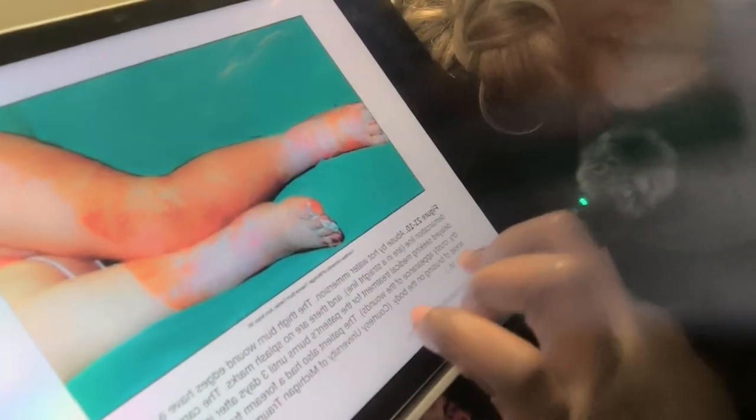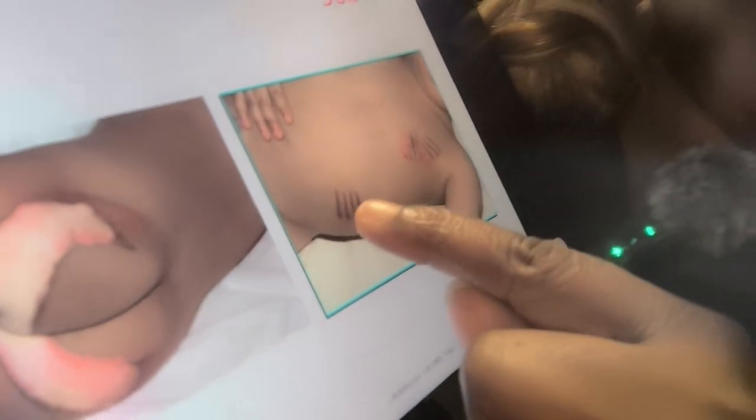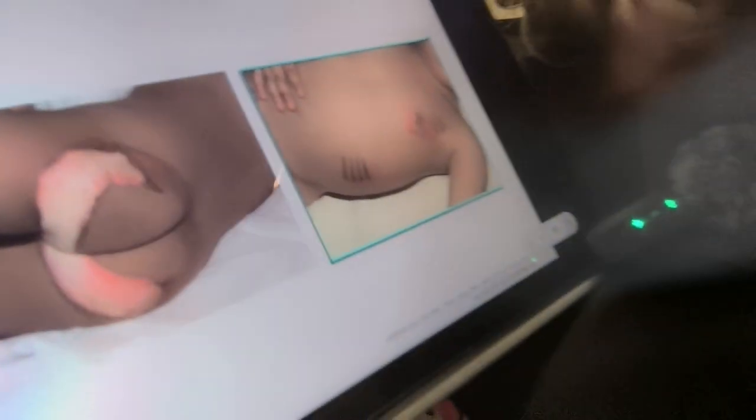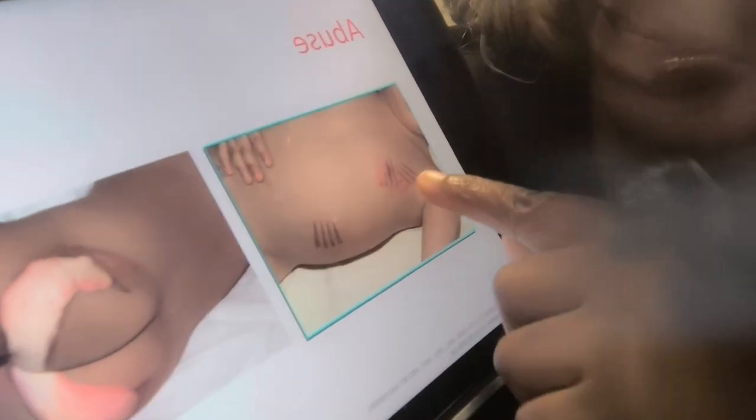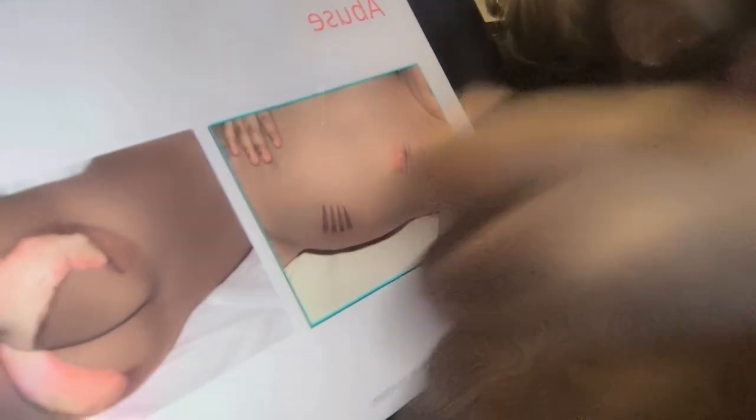Let me see if we have another one. Do you see this? The burn. What do you think this looks like? This looks like a burn from a hot fork, and then they put it on the patient. Oh, damn, that's not nice. And they put it on the child to burn them.